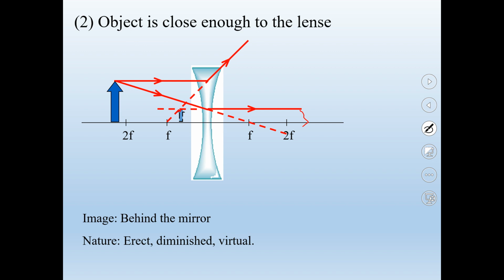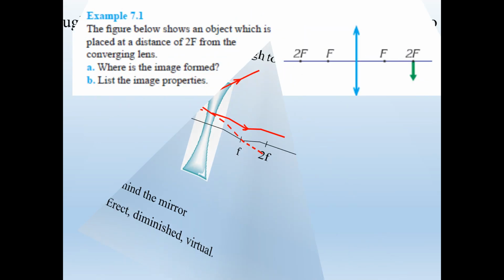The image is behind the mirror, erect, smaller than the object, and virtual.